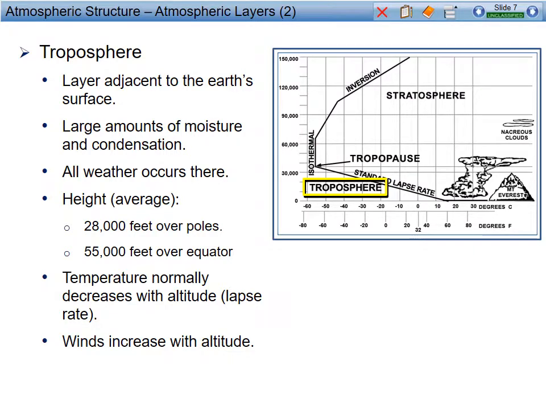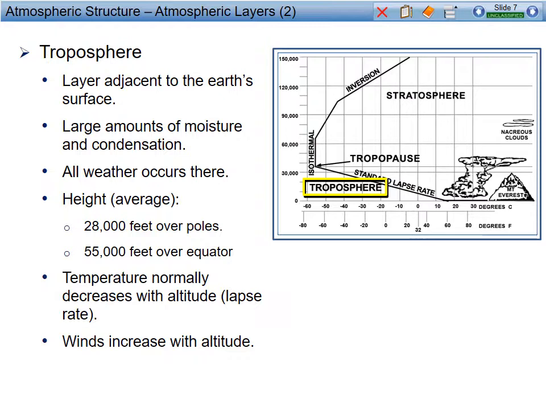The first layer that's adjacent to the surface of the Earth is the troposphere. There's a lot of moisture and condensation in the troposphere, which is where all weather occurs. You can see from the diagram the anvil top, or the upper portion of this cloud, reaches into the stratosphere, and that is the exception to the rule. Otherwise, the weather occurs in the troposphere.